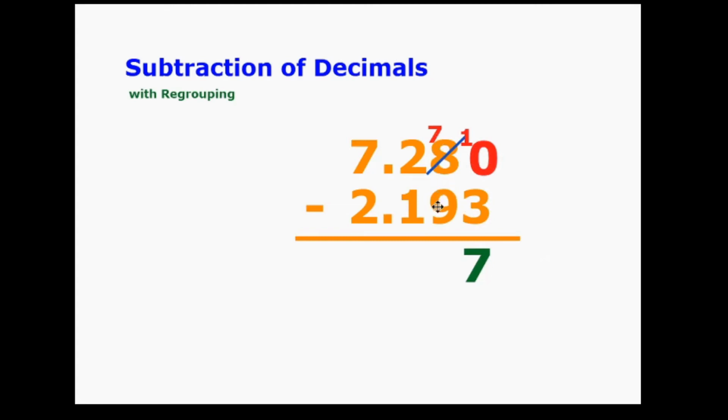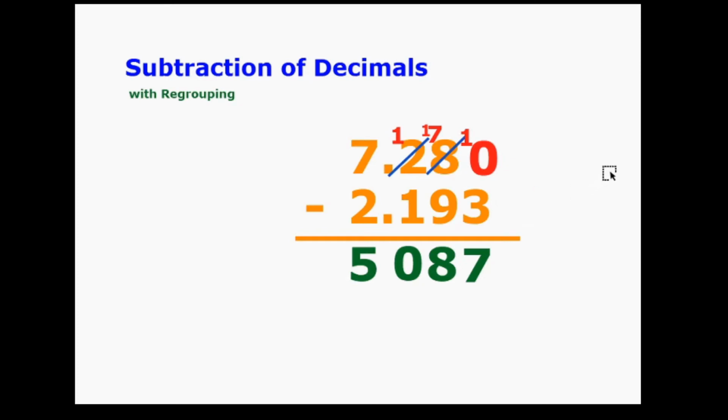So we can now move to our next place value. 7 minus 9 cannot be, meaning we cannot subtract them because 9, the subtrahend, is higher than the minuend, which is 7. So we must regroup. We must borrow once again from 2. So 2 will become 1 and 7 becomes 17. Now we can subtract 17 minus 9, which will give us 8. Then we move to our next place value. 1 minus 1, we can subtract them, which will give us 0. Then 7 minus 2 will give us 5.